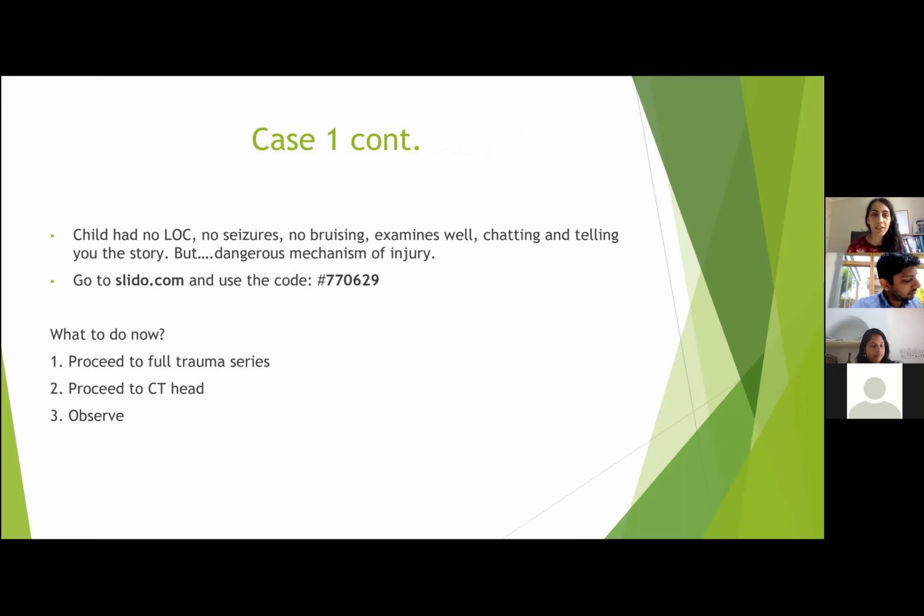Okay, so if you go to the next slide, yeah. So then the child's now arrived in ED. So you assess the child and you find out a little bit more. The child never lost consciousness. There's been no seizures. You've had a look, you can't see any bruising. They're chatting, telling you what happened. And there's no other injuries either. However, it is a dangerous mechanism. So what are you going to do now? Are you going to, option 1, do a full trauma series? Option 2, proceed to a CT head? Or option 3, observe? So I'll just make that active.